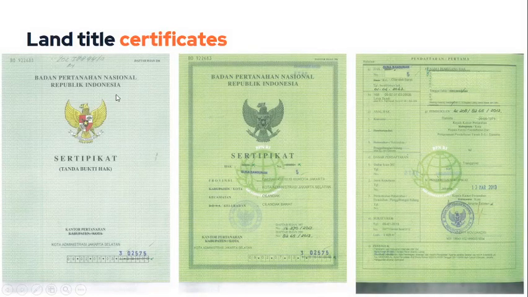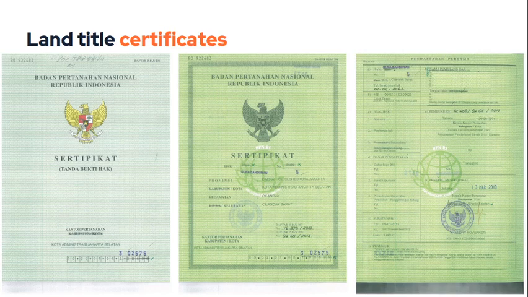This is the sample of land title certificate. On the top left corner is the type of the land title certificate. This is HGB or Hak Guna Bangunan or Right to Build. It can also be SHM or Right of Ownership. This is the date when the certificate is issued. This is the land size based on BPN or National Land Agency measurement.